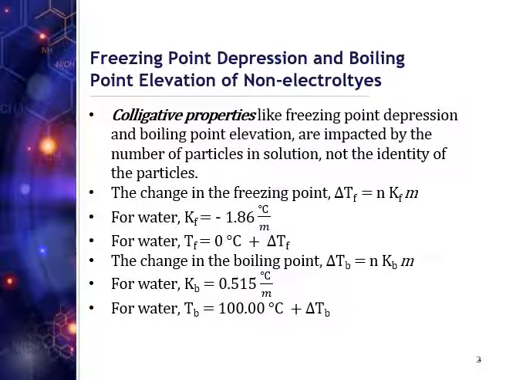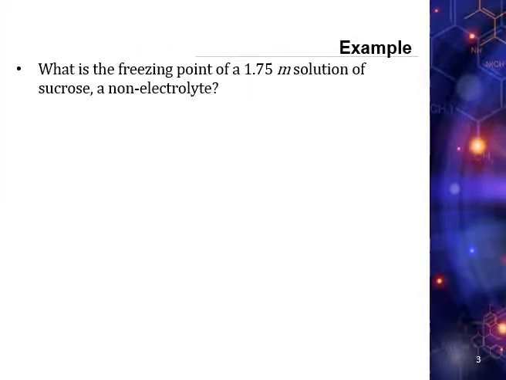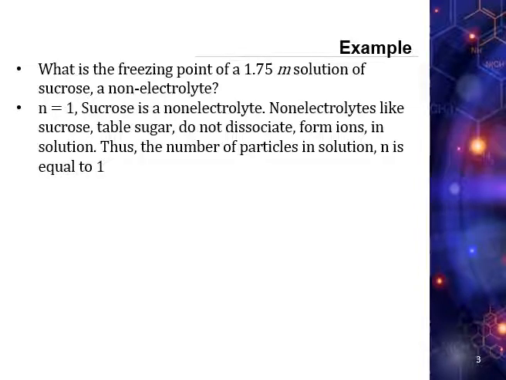The actual boiling point, since water boils at 100 degrees Celsius at standard conditions, will be 100 degrees Celsius plus the change in the boiling point. For example, what is the freezing point of a 1.75 molal solution of sucrose, a non-electrolyte? N is equal to 1. Sucrose is a non-electrolyte. Non-electrolytes like sucrose, table sugar, do not dissociate or form ions in solution.